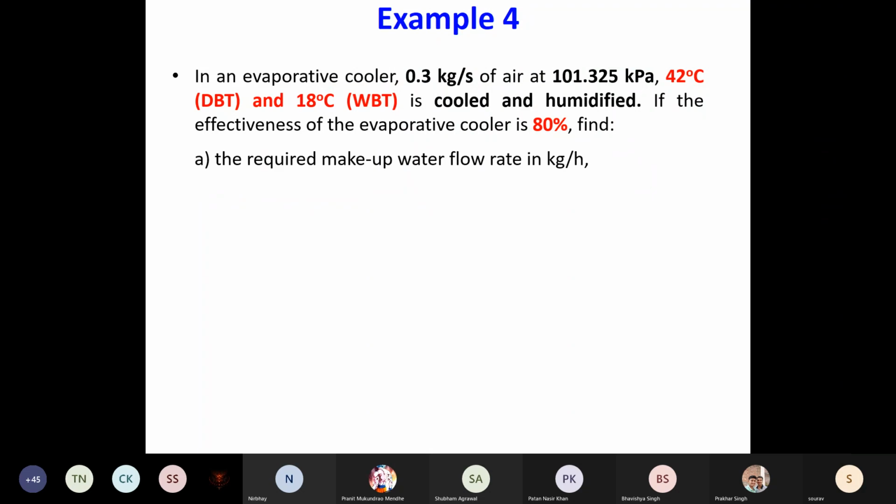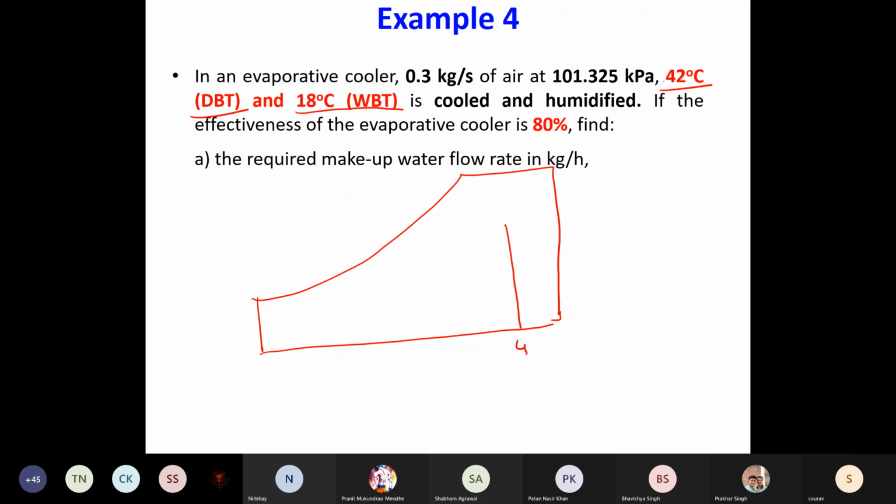This is a simple sample problem. So in an evaporative cooler, you have 0.3 kg per second of air, which flows, and the incoming condition is 42 degree DBT and 18 degree WBT. Quite dry air. If you have large difference between DBT and WBT, it means it's quite dry. If you plot the state point on your psychrometric chart, you have to mark the 42 degree line. This is your DBT, and then over here your WBTs will also be marked.